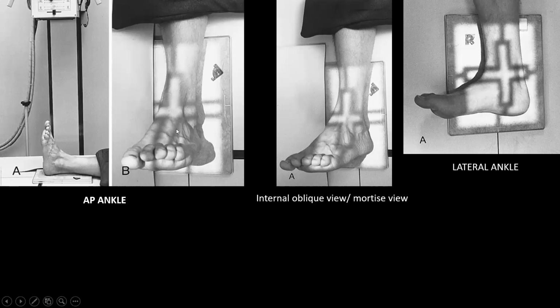In the AP view, you can see this is the collimated area, and this is the centering. And these are the parts which are covered in the AP ankle view. In the internal oblique or mortise view, there is slight internal rotation of the foot. And this is how we take the mortise view. In the lateral ankle view, we take it in this way.